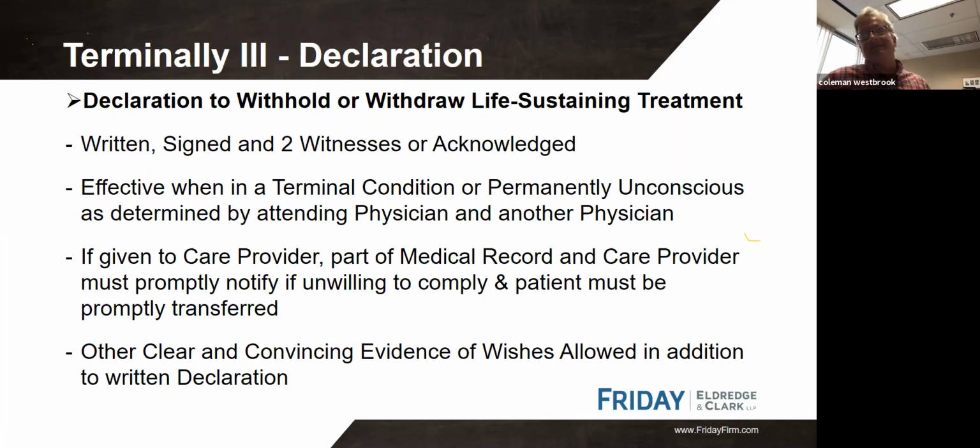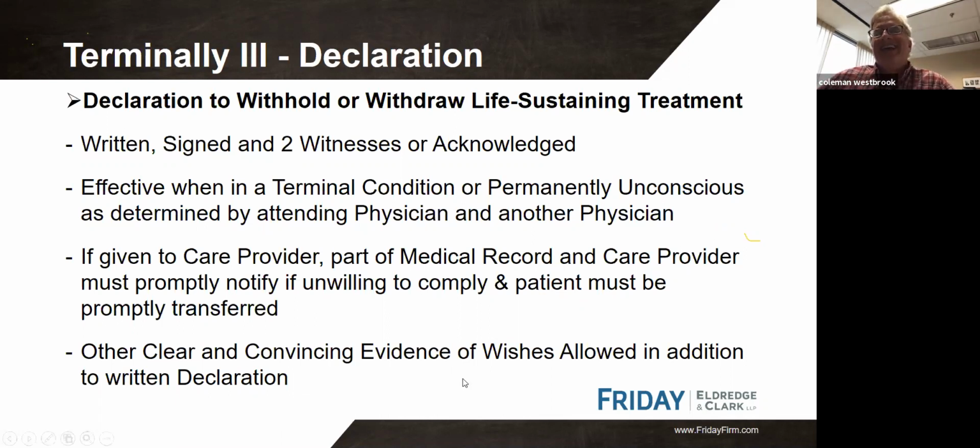The one I primarily deal with is a declaration to physicians, or living will. It's really your declaration as to what level to withhold or withdraw any life-sustaining treatment. And again, a lot of formalities to this. It has to be in writing, signed. Historically, it had to be witnessed by two people. Now we can just simply acknowledge it. But it only becomes effective when there's a terminal condition or permanent unconsciousness. And this is a decision that's medically driven by your attending physician and another physician. Luckily for a lot of us married people, it's not driven by your spouse, so they can't declare that you're terminally ill. It's a medical determination.